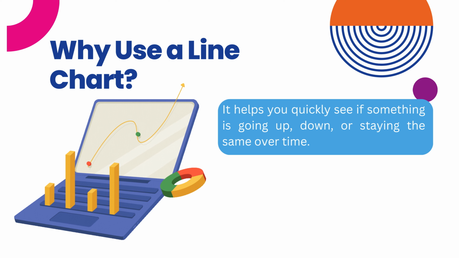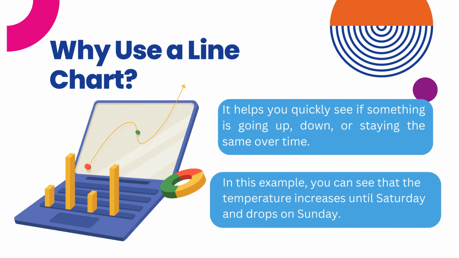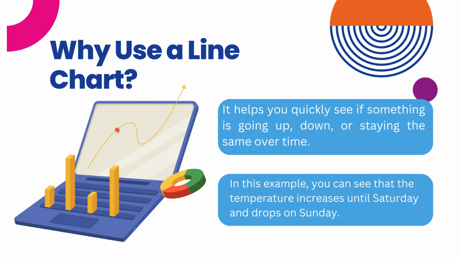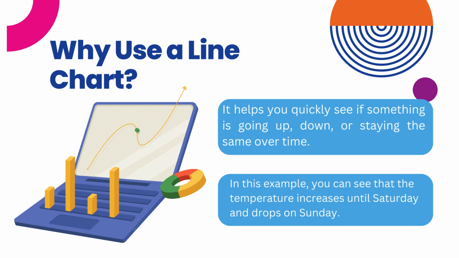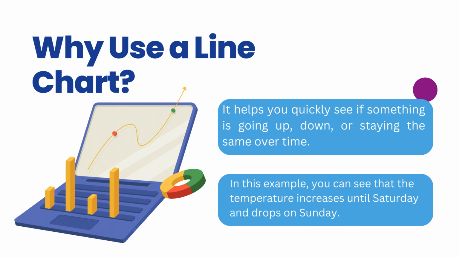It helps you quickly see if something is going up, down, or staying the same over time. In this example, you can see that the temperature increases until Saturday and drops on Sunday.